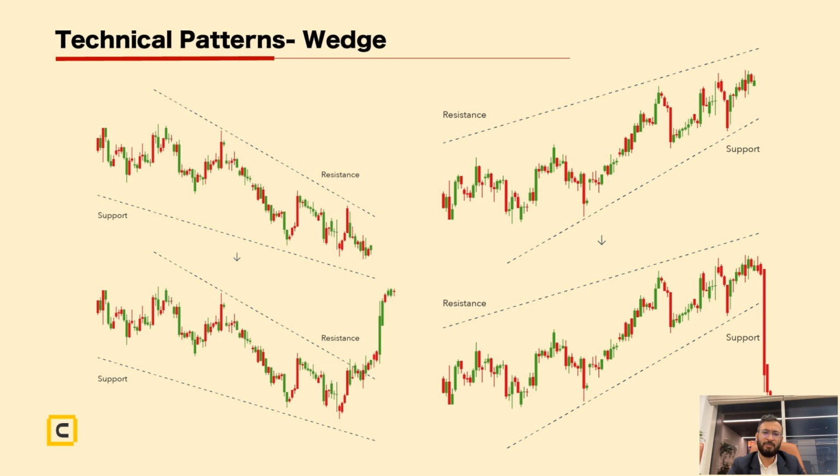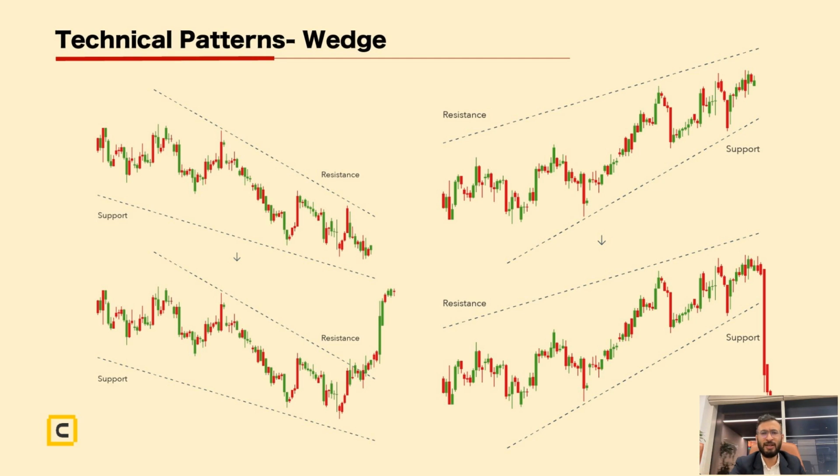Then there are technical patterns in the form of wedges. As you can see, there are ascending wedges and descending wedges. It shows you the channel through which the price may give a breakout, and there are people who are mostly waiting for the breakout on these channels, the ascending and the descending wedges. If it breaks out on the higher side, you go for a buy. If it breaks out on the lower side, you go for a sell.